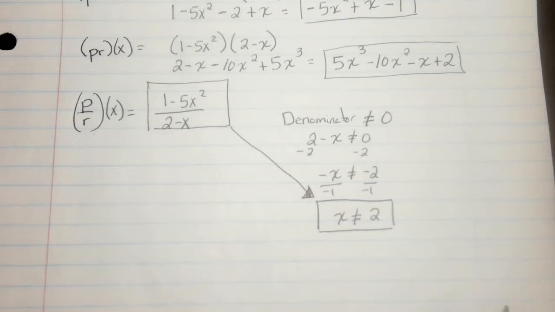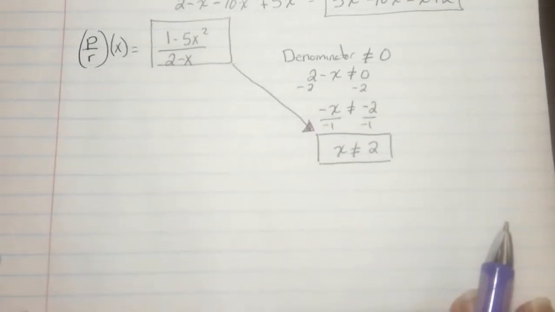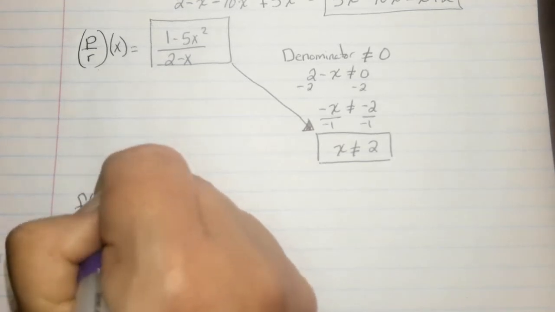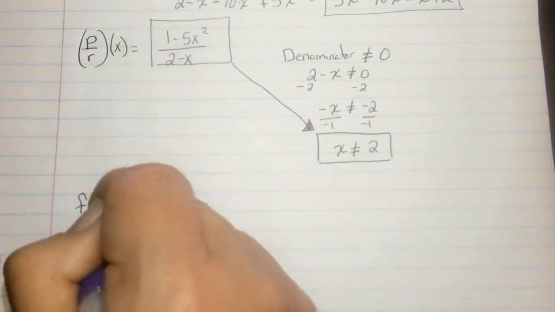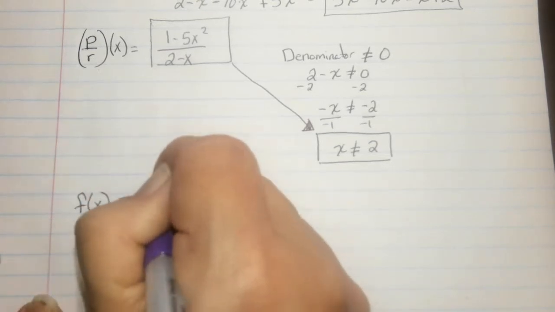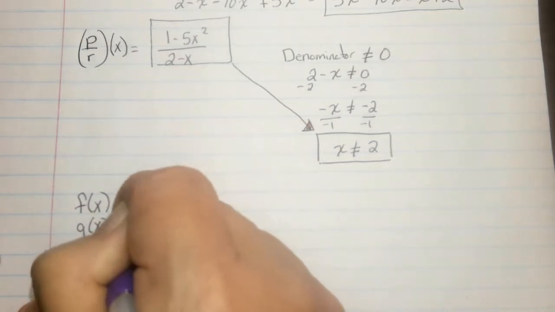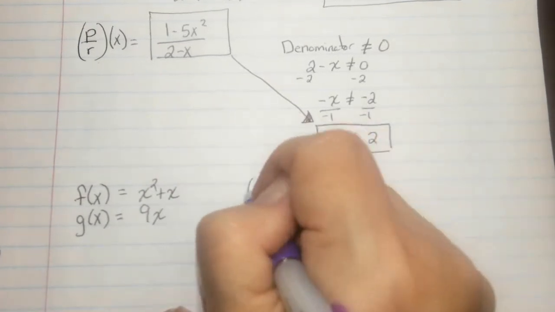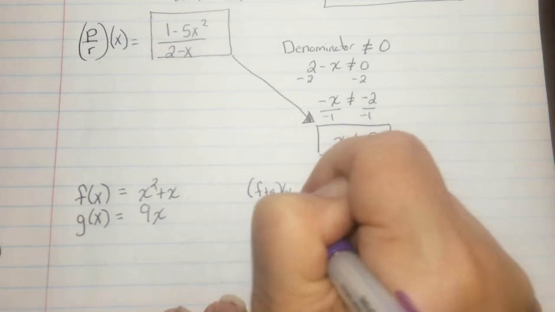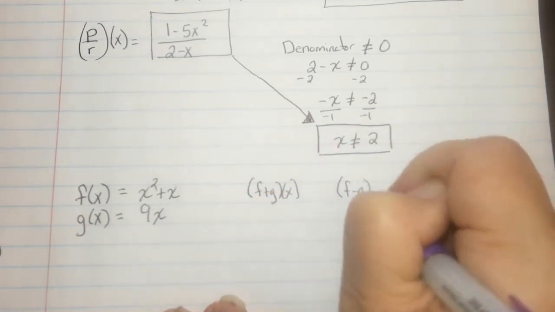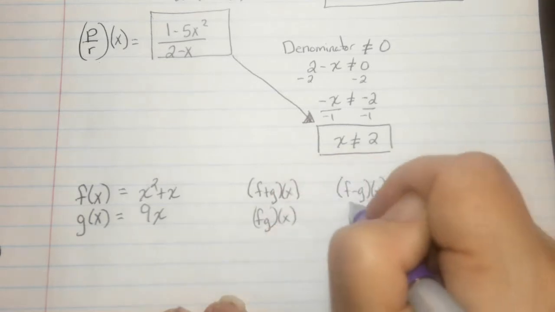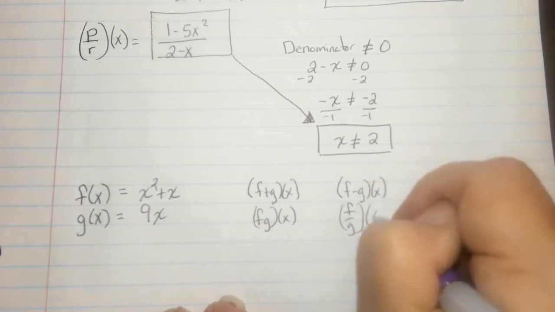Alright, so now I'm going to give you two different functions, and you're going to practice each one. If you're listening to this video, I want you to write these down, and then I want you to turn the video off and try these for yourself. So we're going to have f of x is equal to x squared plus x, and g of x is equal to 9x. And so then you're going to do f plus g of x, you're going to do f minus g of x, you're going to do f times g of x, and we're going to do f divided by g of x.